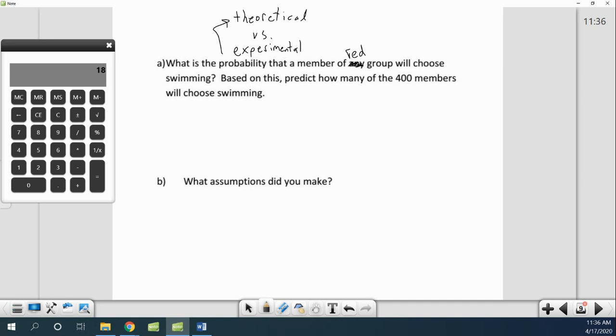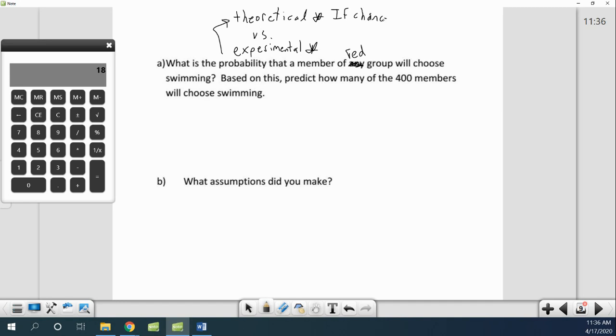So A, what is the probability that a member of the red group will choose swimming? Based on this, predict how many of the 400 members will choose swimming. Now, before we can answer this question, we have to chat a little bit about theoretical versus experimental probability. There's 2 types of probability. So, theoretical probability is if chances are all even.